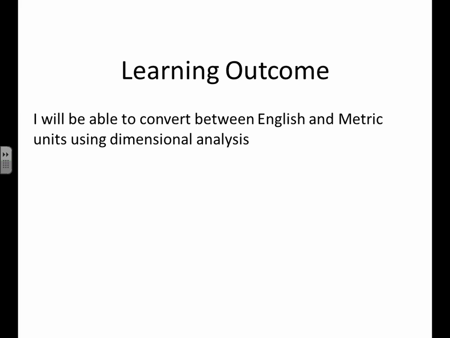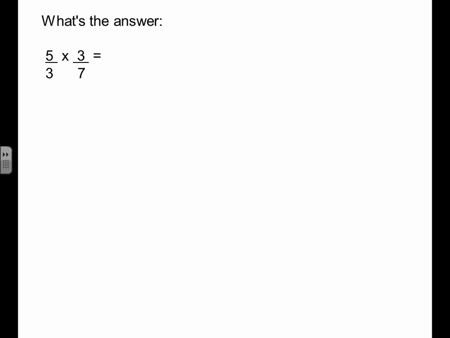So the learning outcome for this unit: I will be able to convert between English and metric units using dimensional analysis. English units would be inches, feet, miles, yards, or pounds and ounces and things like that. Metric units are going to be more like centimeters, meters, grams, kilograms. And that's what we're going to learn how to convert today, from one to the other.